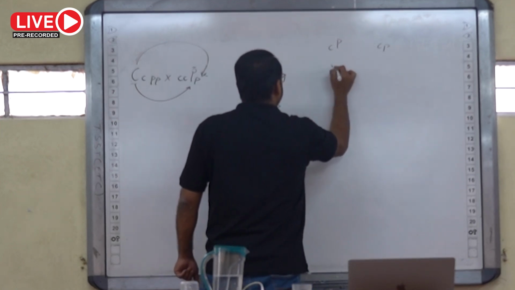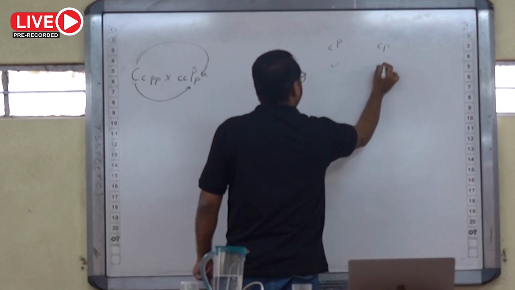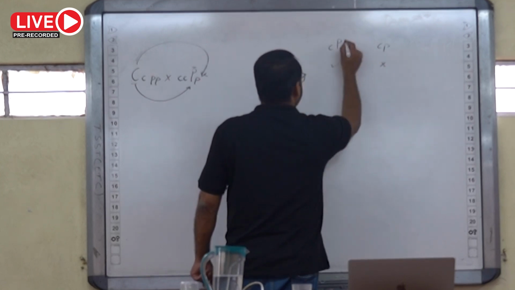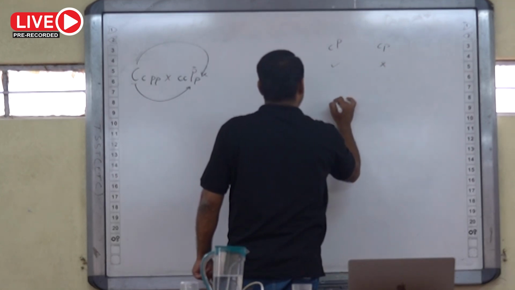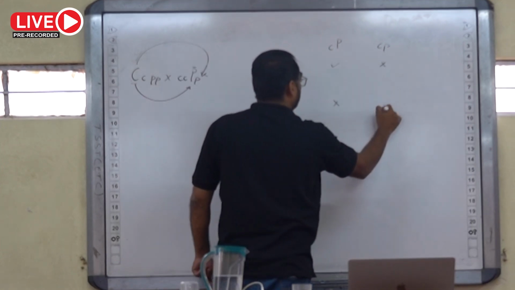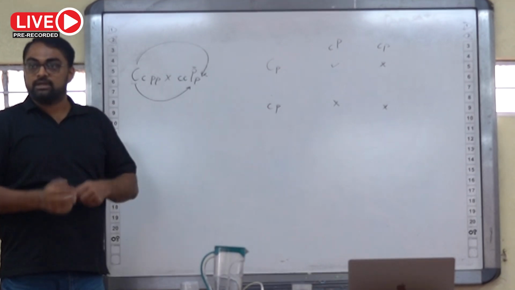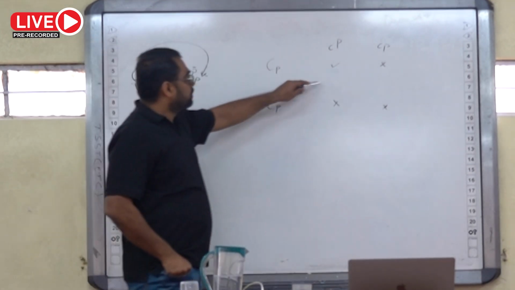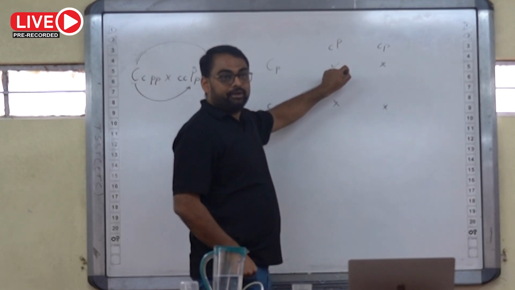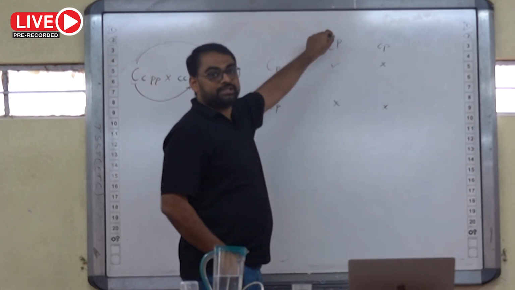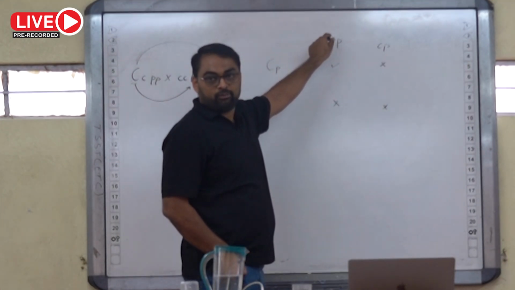Capital C, capital P, yes. Capital C, small p, no. Small c, capital P, no. Small c, small p. Out of the four possibilities of genomes that are possible, there is only one which will have dominant allele for both the genes. Dominant allele for both the genes.